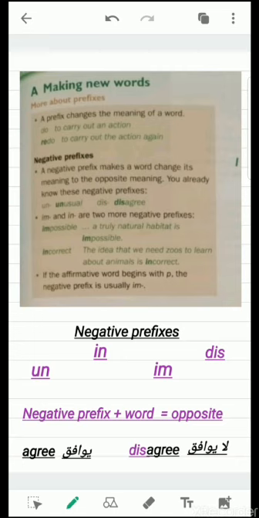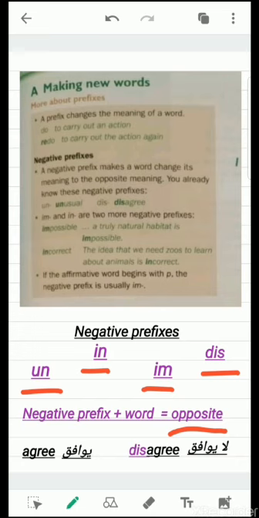In this rule, we have to discuss 4 kinds of prefixes. They are un, in, im, and dis. The 4 prefixes mean not. They all mean not, ليس. So we add these prefixes to the adjectives in order to change the meaning. Of course, it gives the opposite meaning, تعطي المعنى العكسي.